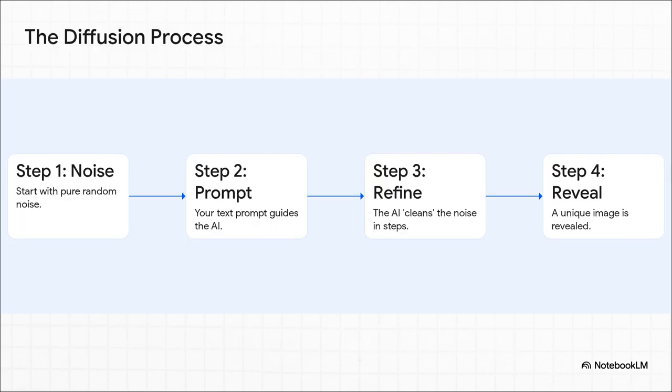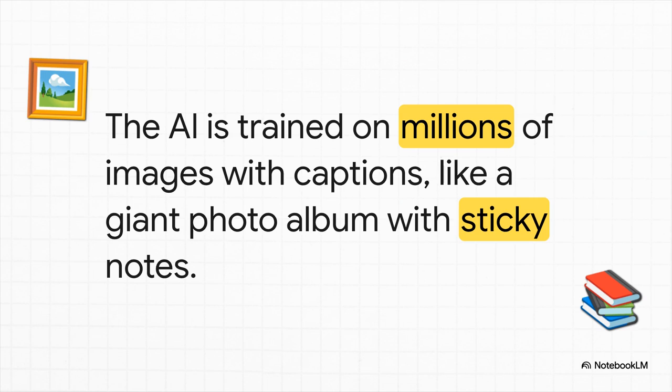So let's break that process down. It always begins with pure random noise. Then your prompt, our dragon over a neon city, gets turned into a set of instructions for the AI. Then, in a whole series of tiny steps, the AI starts to denoise the image, making it clearer and more organized, until finally, the picture emerges. And here's the cool part. Because it starts with random noise every single time, you can use the exact same prompt twice and get two completely different images.